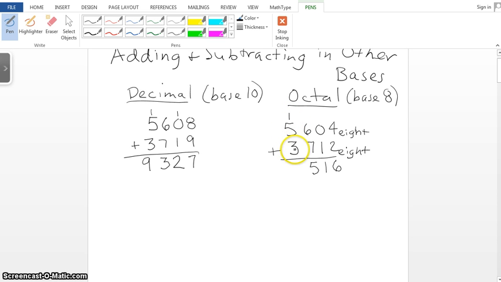1, 5, and 3 is actually 9, which is 1 more than the base that I have to carry forward. So this 1 comes straight down. This is my answer, and it is in base 8. Just like that.